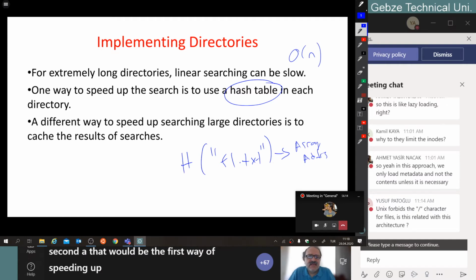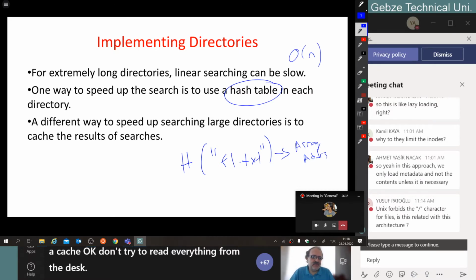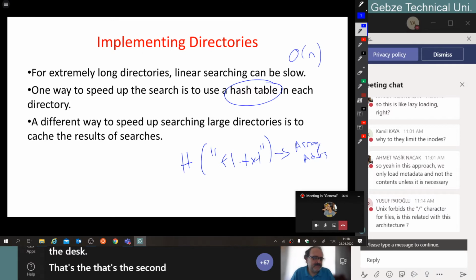Okay, so that would be the first way of speeding up the things. The other one is, instead of reading the same data from disk over and over again for large directories, let's keep a cache of directories. I mean, there are some popular files. People try to access those files all over again. So let's keep a cache. Don't try to read everything from the disk. That's the second approach of speeding things up. There are many other issues with the directories and everything, but the book just lists only a few important issues.